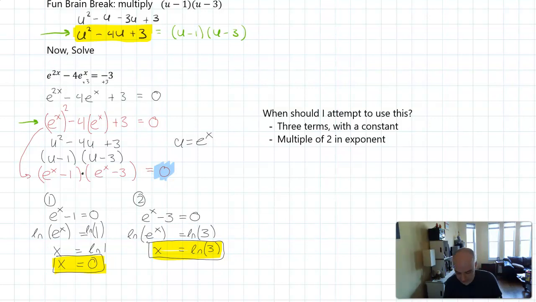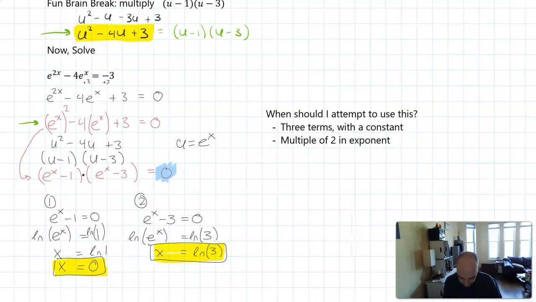So this is what I call a secret quadratic. When should you use this? Well, not every time. It's not super common, and when you need it, you really need it, but it's also kind of obvious that it's a secret quadratic because there are some key identifiers. If you have 3 terms and one of them is a constant, so here we have 1, 2, 3 terms, one of them is just a 3, and you have a multiple of 2 in the exponent. You have that e to the 2x. These are the things you're going to see when you have a secret quadratic.